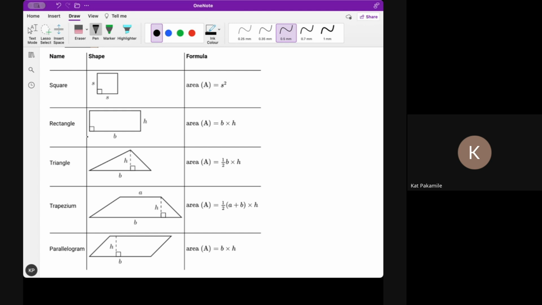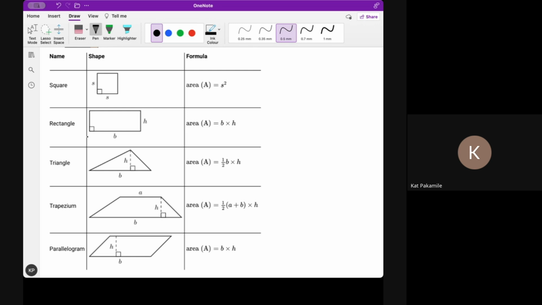The first one would be your square. And of course, that would be side squared. And that's only because all the sides are the same length anyway. So it's actually very similar to the one for rectangle because that's your base times your height. It's just that in this case, your base and your height are the same. So you just say one side squared. Makes sense? And then the second one is your rectangle, which we just spoke about.